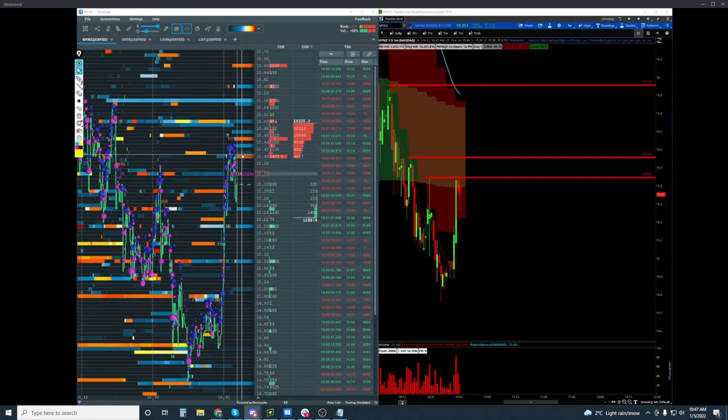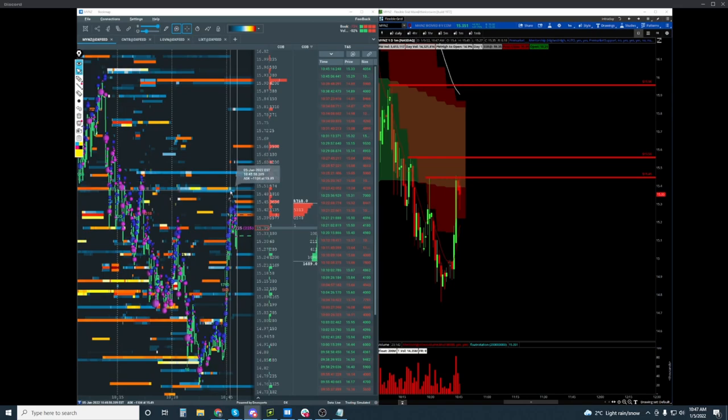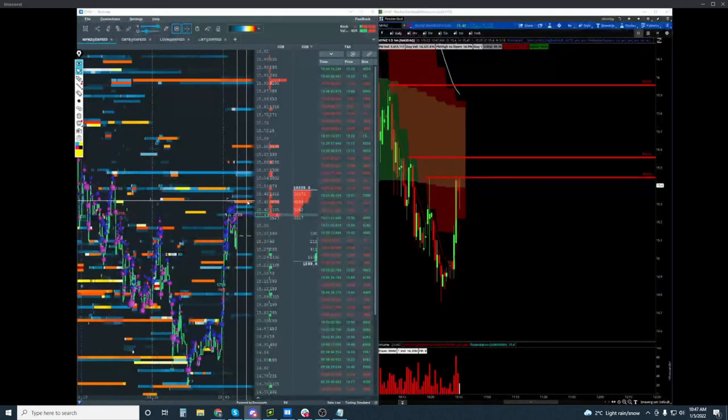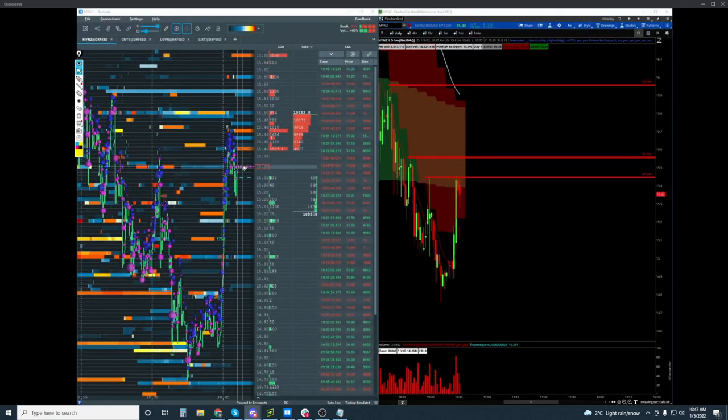If I had a big heat map, let's say 30, 40K plus, then I could add more, lower my average, and risk that new heat map as part of my new trailing.